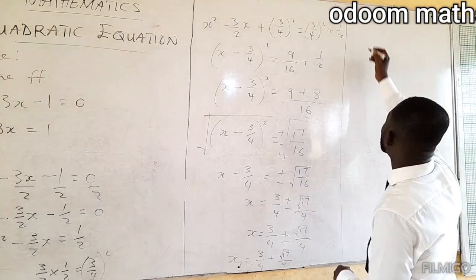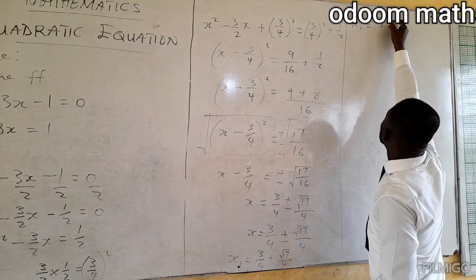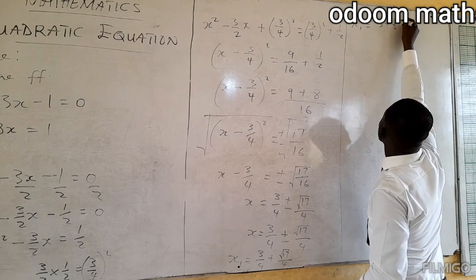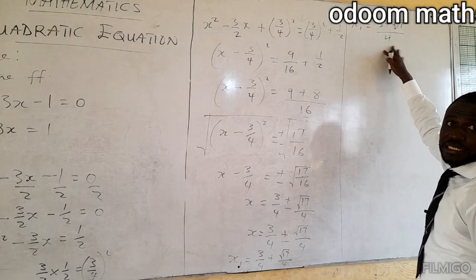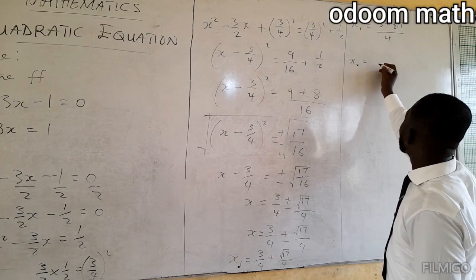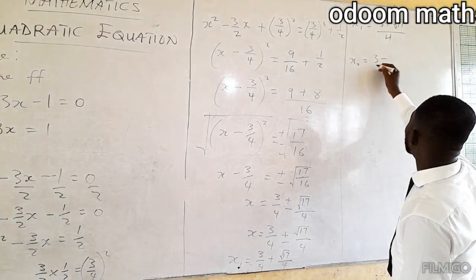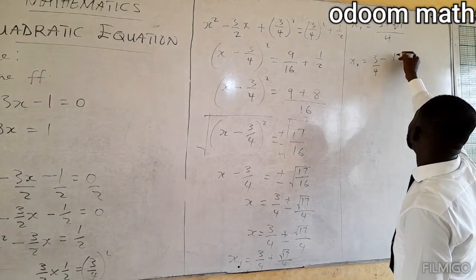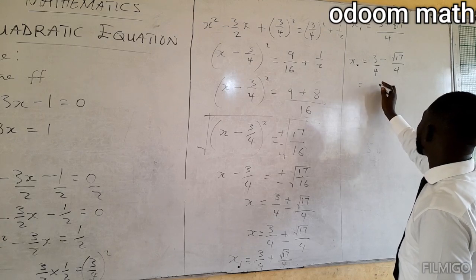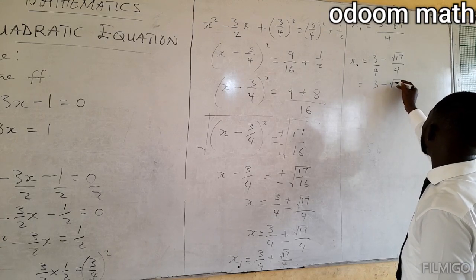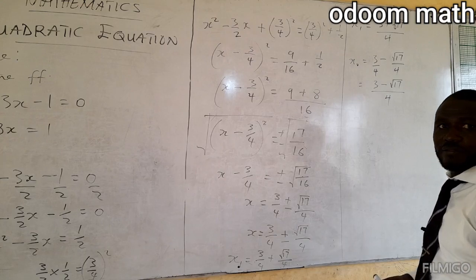That is going to give me 3 plus root 17 all over 4. And then you can use the calculator to get the decimal. Then the second answer is 3 over 4 minus root 17 over 4, and that is also going to be 3 minus root 17 all over 4. So like I said, you can use the calculator to get the answer.